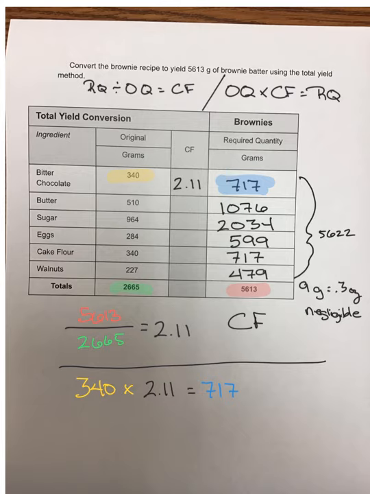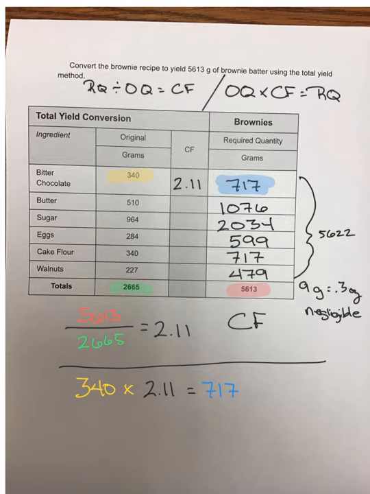To get our CF, we know that we divided the required quantity by the original quantity. If you look, I've highlighted the required quantity in red. And below that, I've started the formula, and I wrote that in red as well. So 5,613 is our required quantity in grams. Our original quantity, highlighted in green and then written in green, is 2,665. Divide 5,613 by 2,665, and it equals 2.11. That number should look familiar.